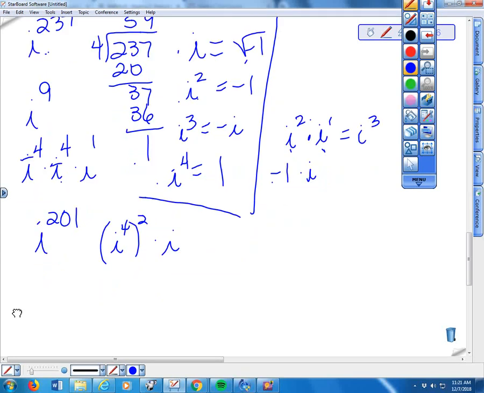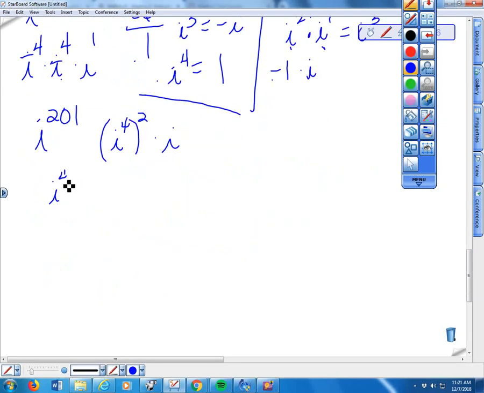i to the 201 is i to the 4th, 4 goes into 201 fifty times, to the 50th power, times i. Well, i to the 4th is just 1. 1 to the 50th is just 1. So all I have left is just i.